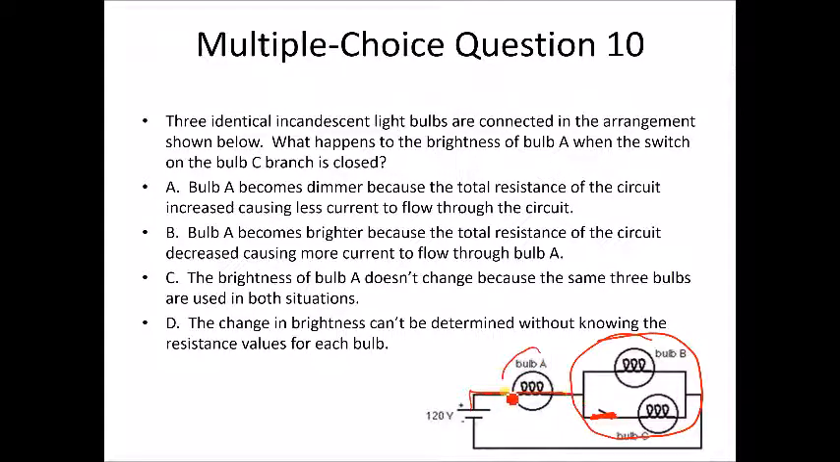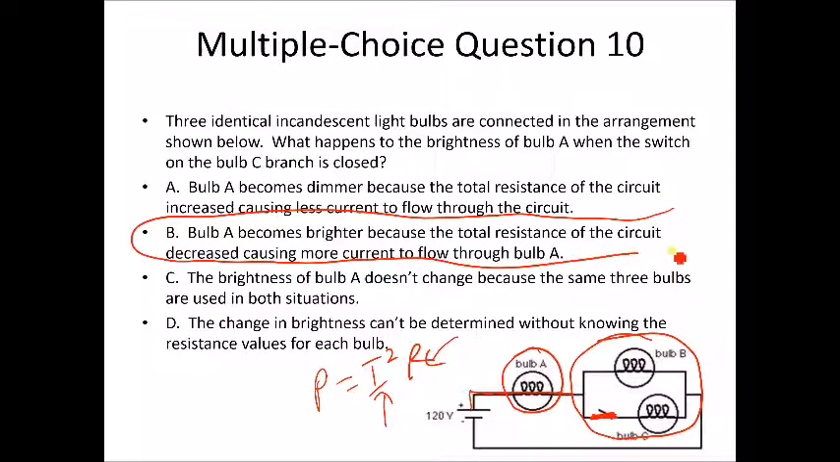So if more current goes through here, remember P equals I squared R. If the current here goes up, the resistance doesn't change, it's fixed. The power dissipated has to go up, and therefore the brightness has to go up. So our answer to multiple choice question 10 is B. Because we decrease the resistance of the circuit, we increase the current that ultimately ends up going through bulb A, and by increasing the current, we increase the power dissipated at bulb A, and therefore we increase the brightness at bulb A.